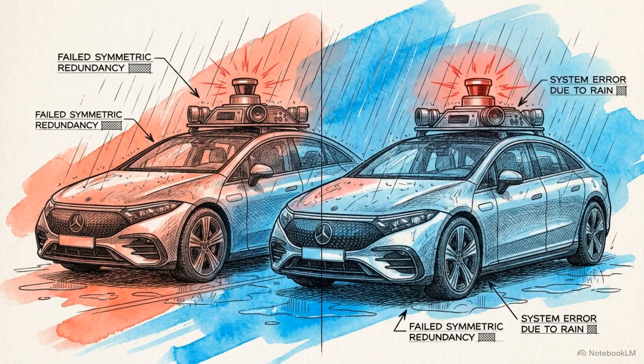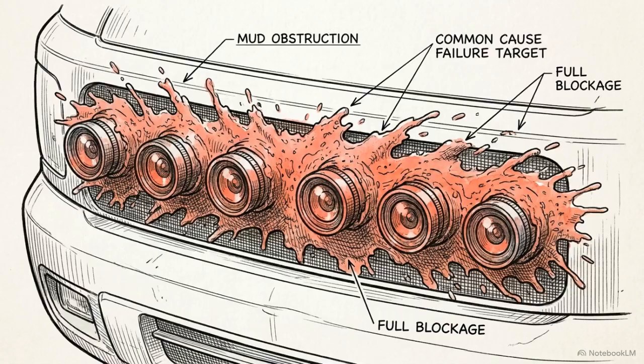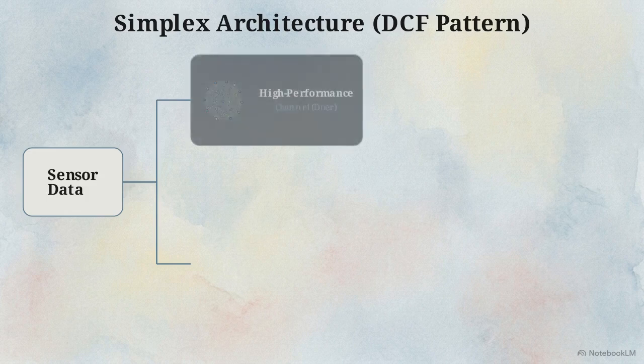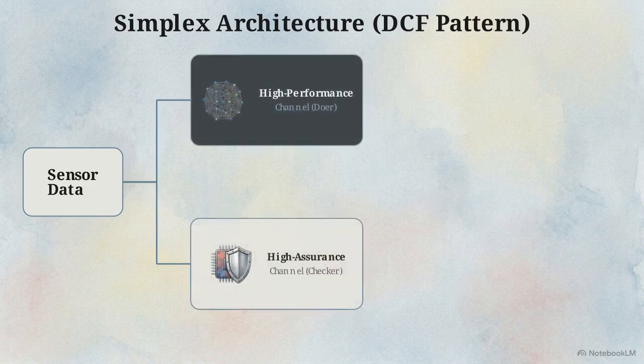To defend against the environmental and AI logic failures, engineers cannot rely on symmetric redundancy. Adding more identical sensors or doubling the AI algorithms only gives external coupling factors a larger target for common cause failures. This flowchart details the simplex architecture, built on the doer-checker fallback pattern. It applies intrinsic diversity by separating the logic into two distinct branches, the high-performance doer channel and the high-assurance checker channel. The doer channel runs complex neural networks to optimize trajectory.